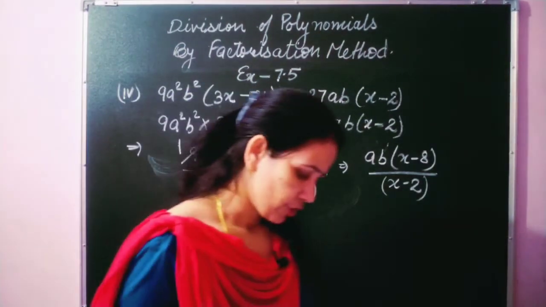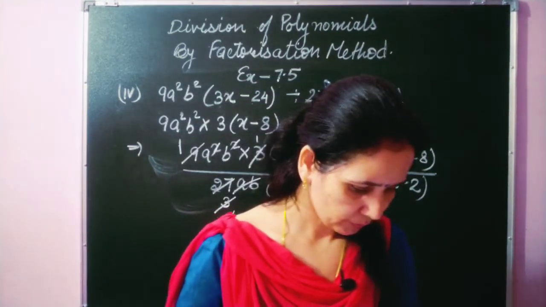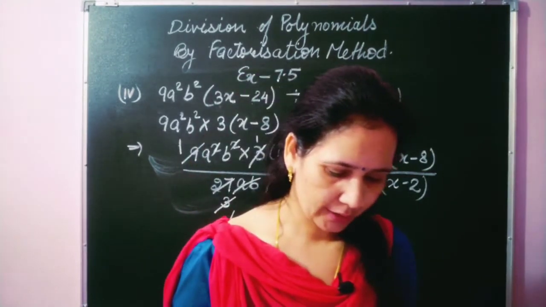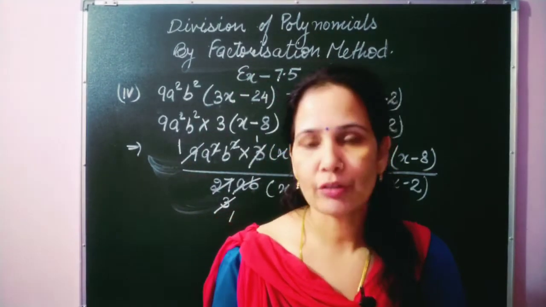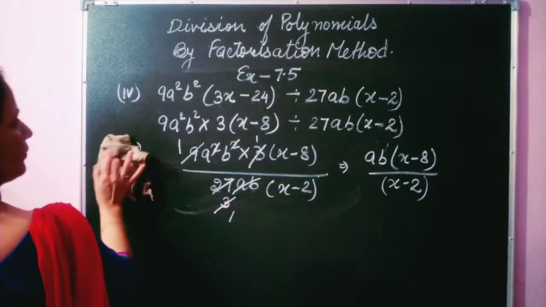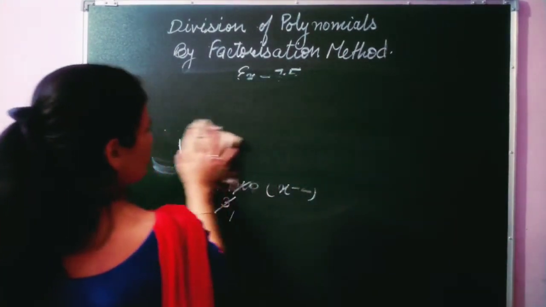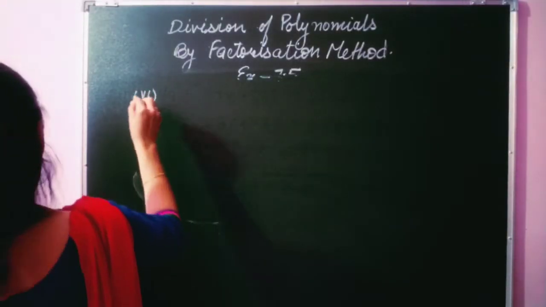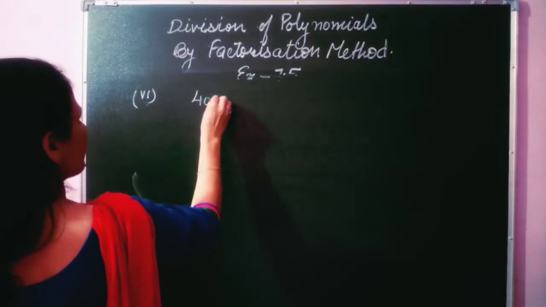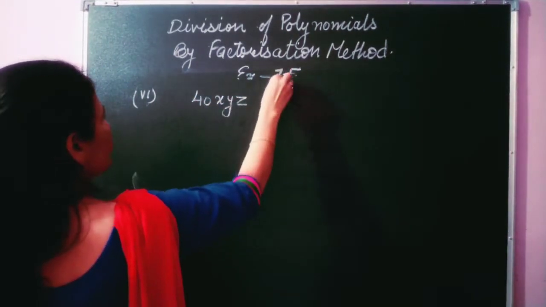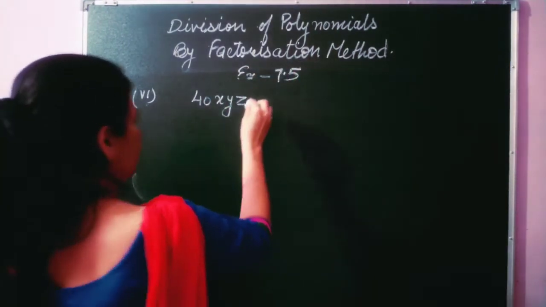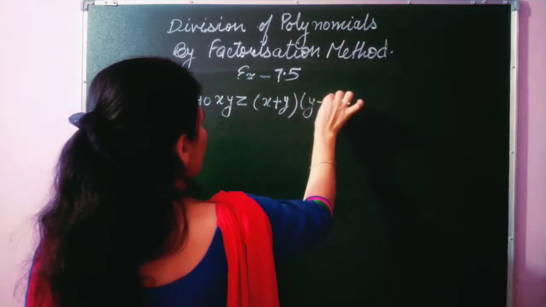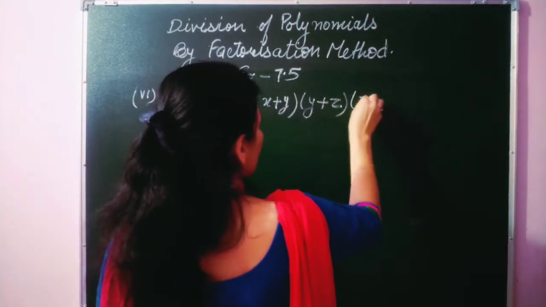Let's take another question. Question number 1, part 6. In the 6th part, they have given 40xyz into x plus y, y plus z, z plus x.